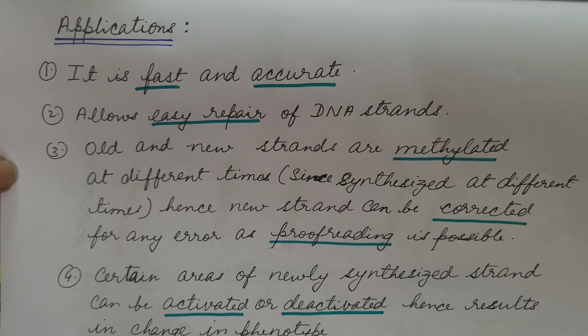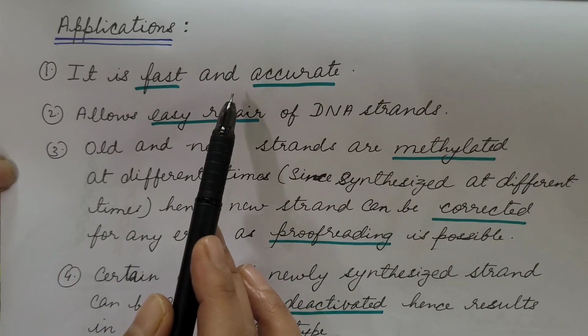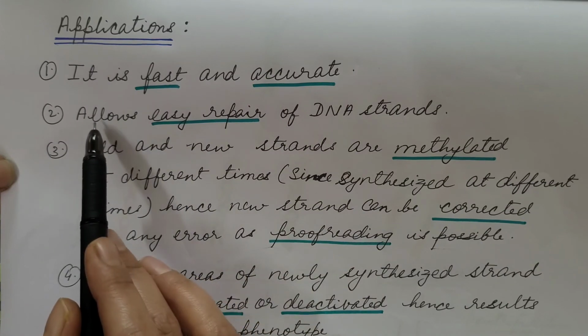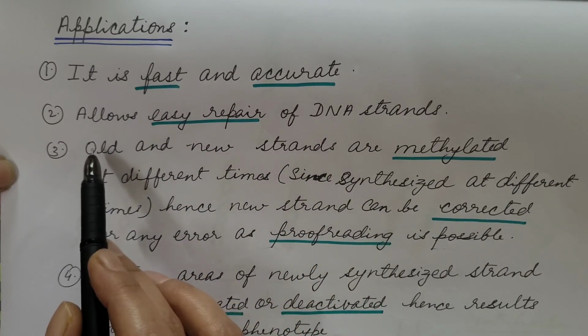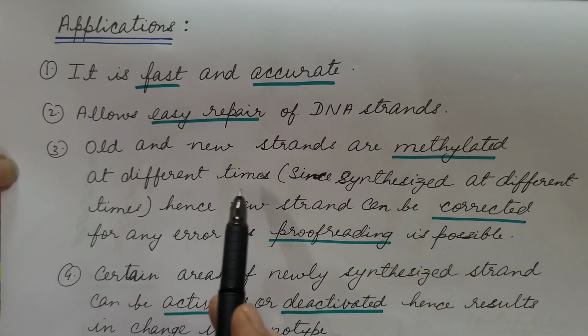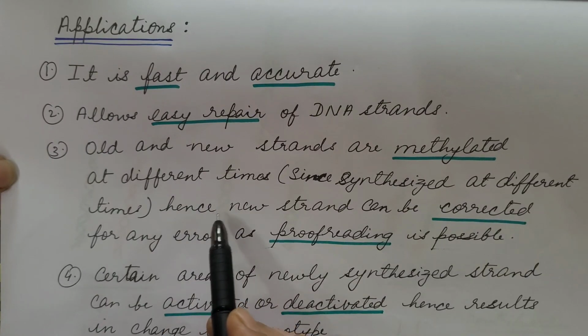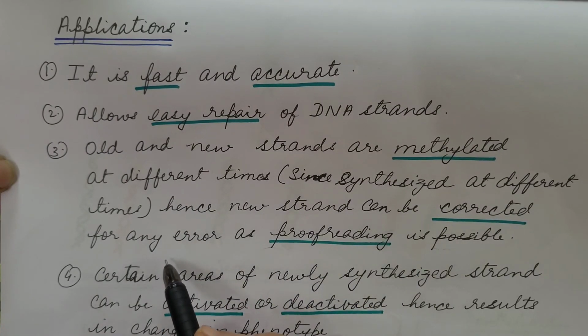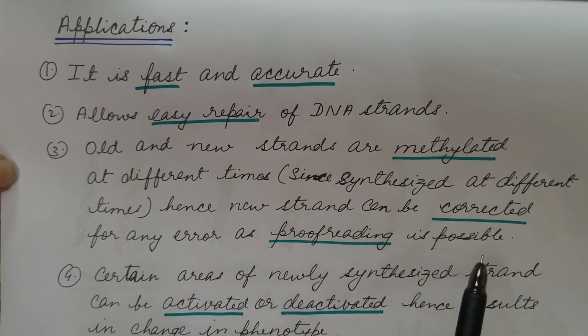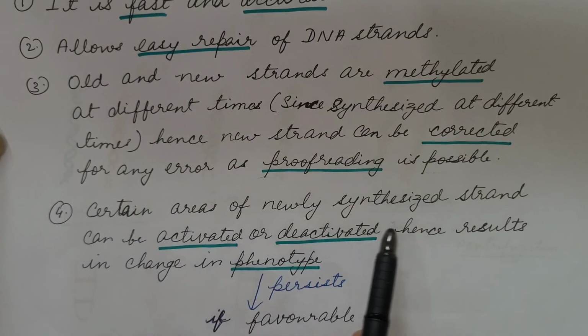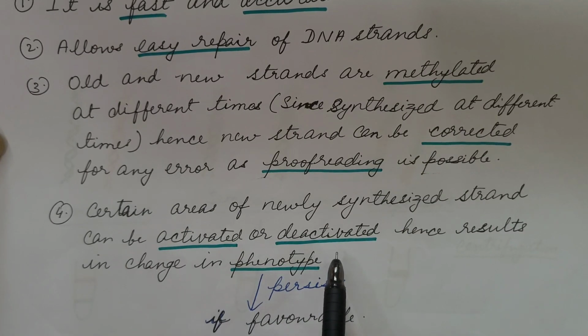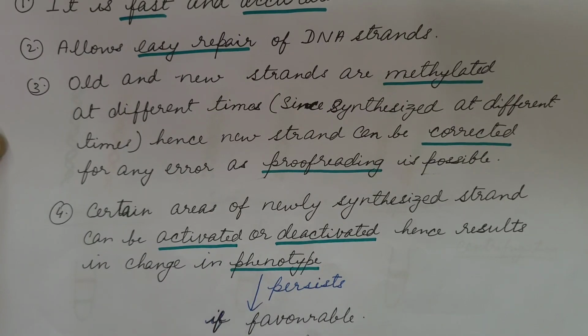So there are certain applications of semi-conservative replication. Let us discuss them one by one. It is a fast and accurate method of DNA replication. It allows easy repair of DNA strands because old and new strands are methylated at different times, as they are synthesized at different times. Hence, before methylation, the new strand can be corrected for any error as proofreading is possible. Also, certain areas of the newly synthesized strand can be activated or deactivated, which results in change in phenotype. And this phenotype, if it is favorable, passes through the species by the process of natural selection.